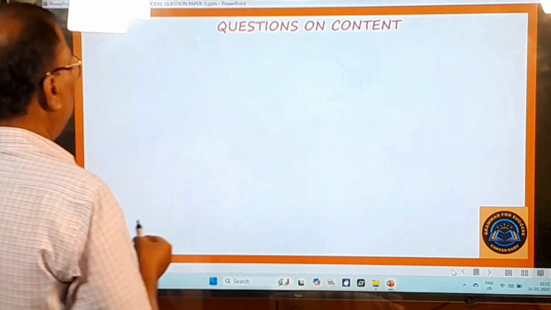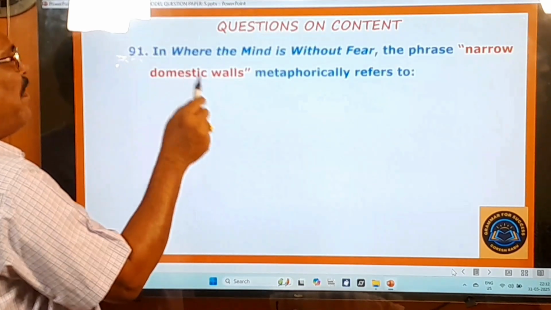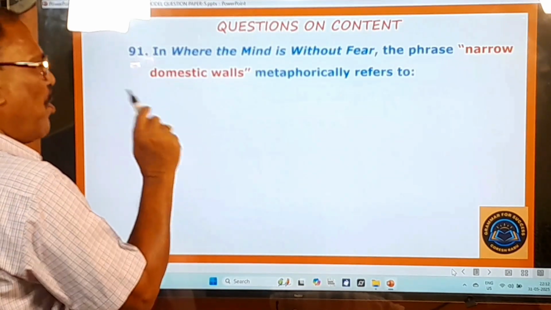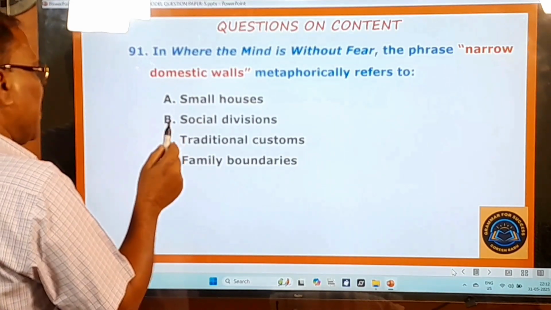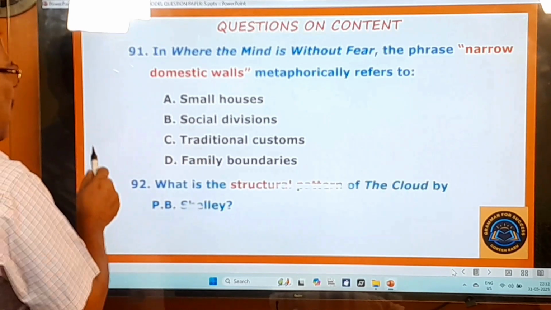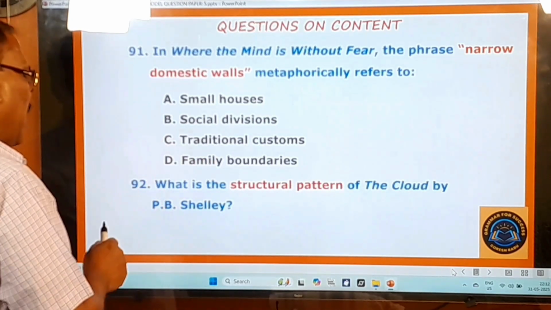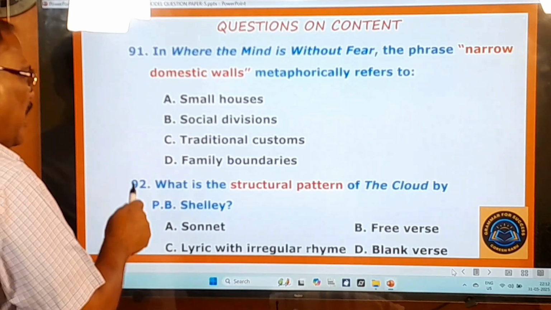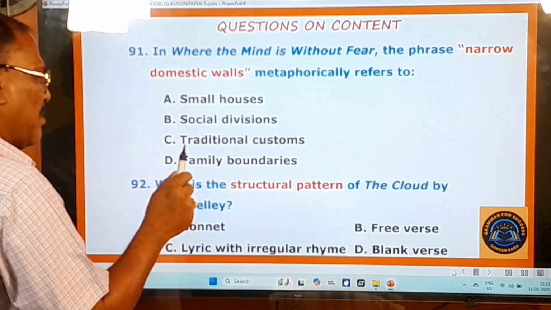Questions on content. 91st question. In Where the Mind is Without Fear, the phrase narrow domestic walls metaphorically refers to small houses, social divisions, traditional customs, family boundaries. 92nd question. What is the structural pattern of The Cloud by P.B. Shelley? Sonnet, free verse, lyric with irregular rhyme, blank verse.